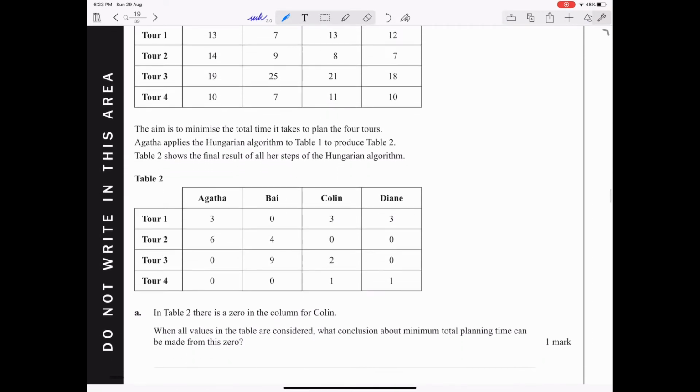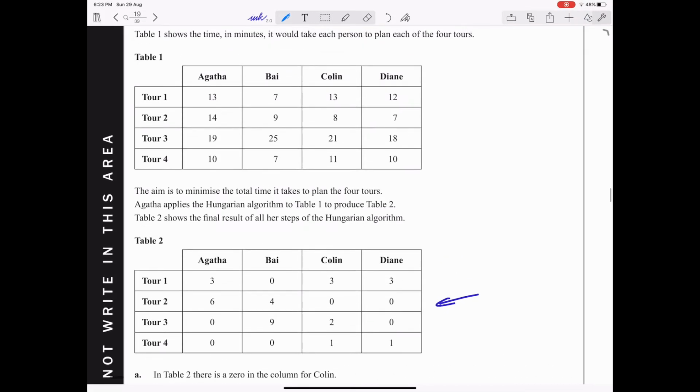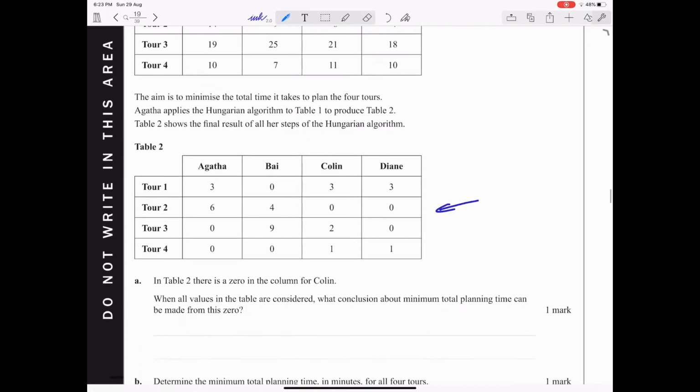So this is the table that has been produced after the Hungarian algorithm has been performed on this table over here. So in Table 2 there is a 0 in the column for Colin. When all values in the table are considered, what conclusions about minimum total planning time can be made from the 0? So you should know that after you complete the Hungarian algorithm, the zeros are tasks that the friends could complete, the tours that the friends could complete. So for example, these 2 zeros suggest that Agatha could complete tour 3 or tour 4. So if we look at Colin, he only has 1 zero, so that means Colin can only complete tour 2.